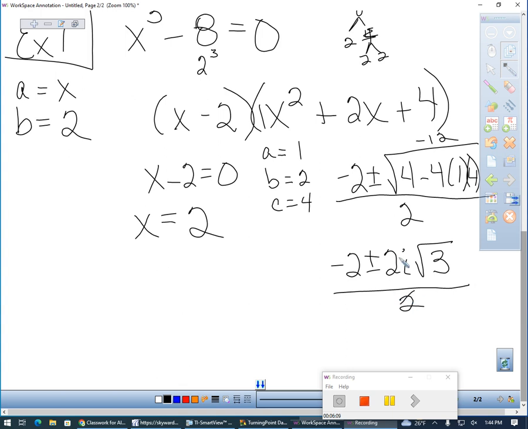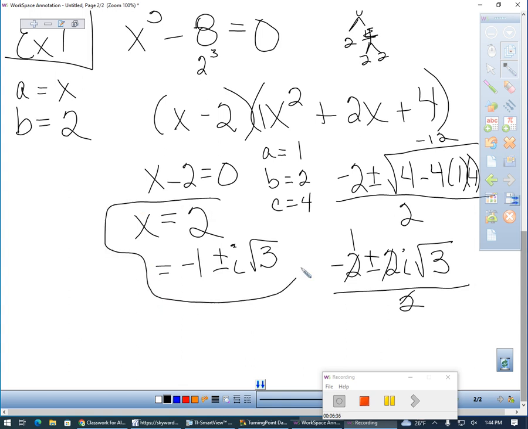The 2's. Thank you. All the 2's. So I also get negative 1 plus and minus i square root 3 all over 1 because those canceled. So you'll notice that I have x to the third power when I started. I have to have 3 solutions for x. So I have 1 solution here from my first parenthesis, and I have 2 solutions here from my second parenthesis. These 3 answers are my final solution.